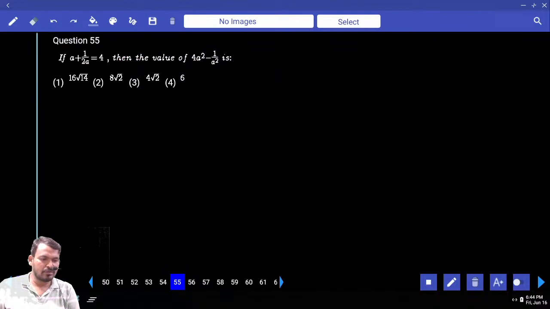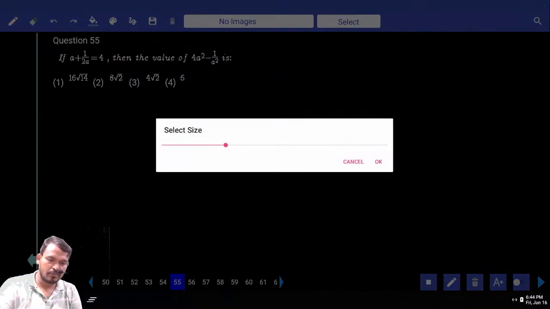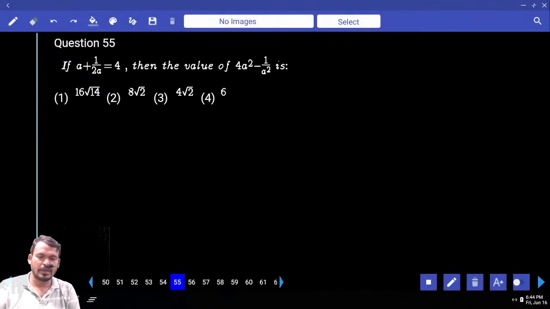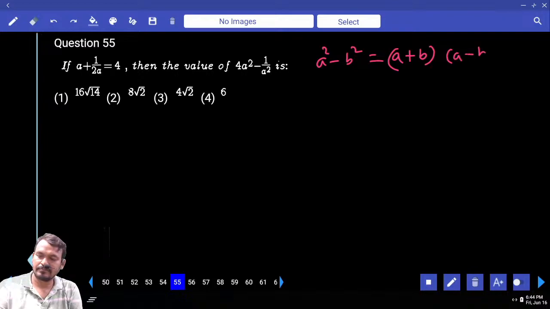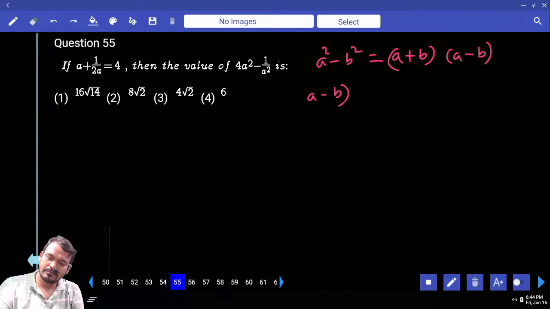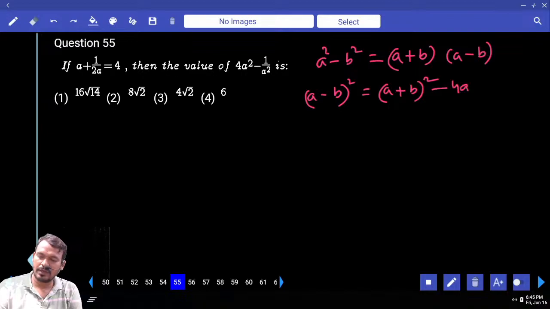Next, question 55. a plus 1/2a equal to how much? 4. Then what is the value of 4a square minus 1/a square? Okay, what is the a square minus b square formula? (a plus b) into (a minus b). Next, the (a minus b) whole square formula? (a plus b) whole square minus 4ab.